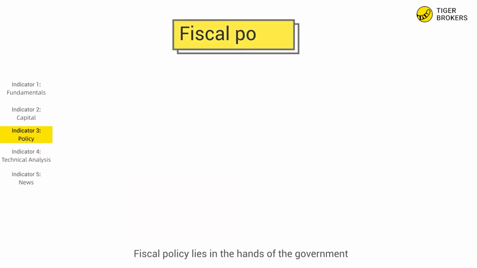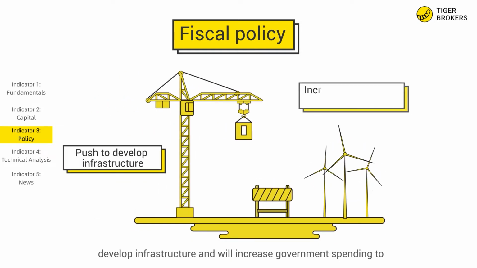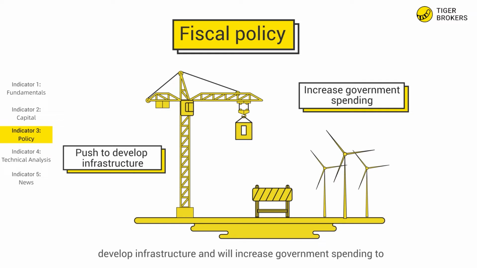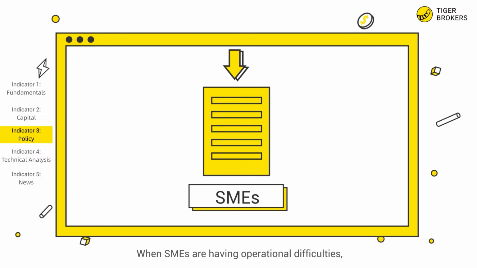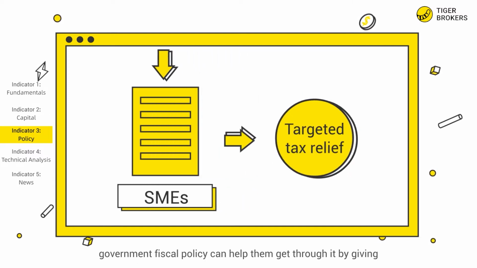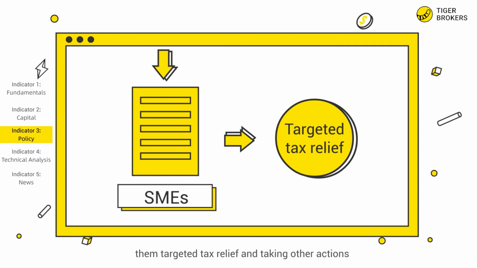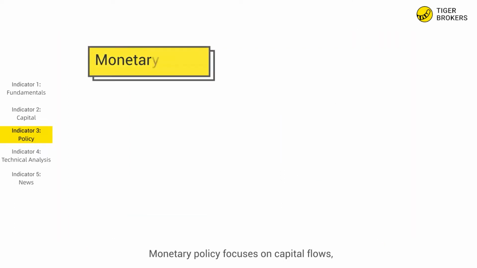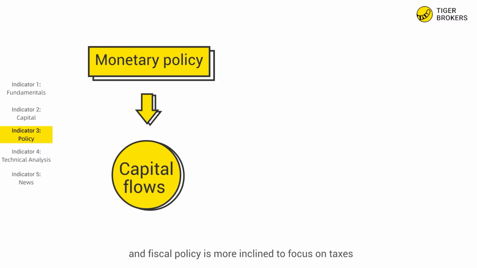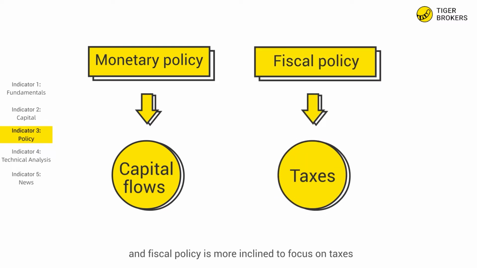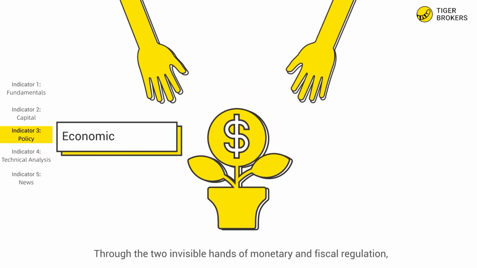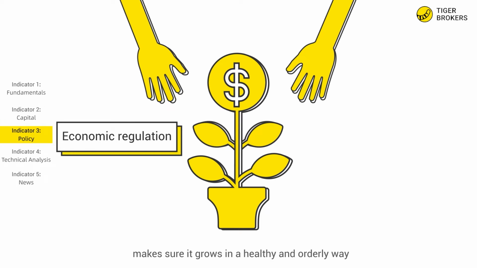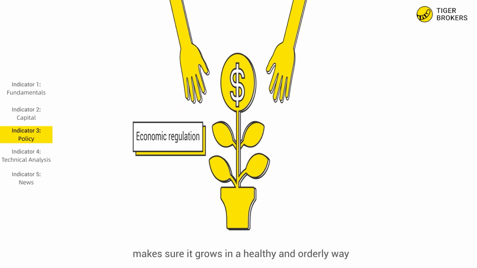Fiscal policy lies in the hands of the government. When the economy is bad, the government will push to develop infrastructure and will increase government spending to stimulate economic development. When SMEs are having operational difficulties, government fiscal policy can help them get through it by giving them targeted tax relief and taking other actions. Monetary policy focuses on capital flows, and fiscal policy is more inclined to focus on taxes. Through the two invisible hands of monetary and fiscal regulation, the government keeps an eye on the economy and makes sure it grows in a healthy and orderly way.